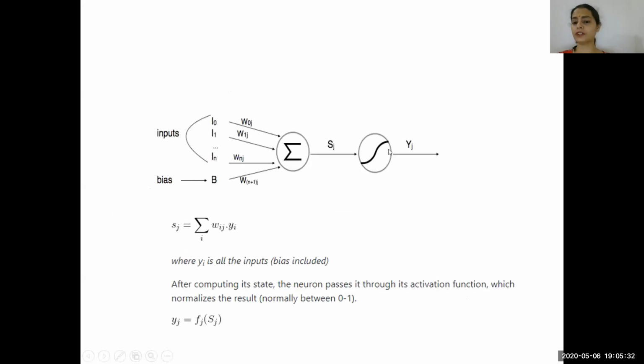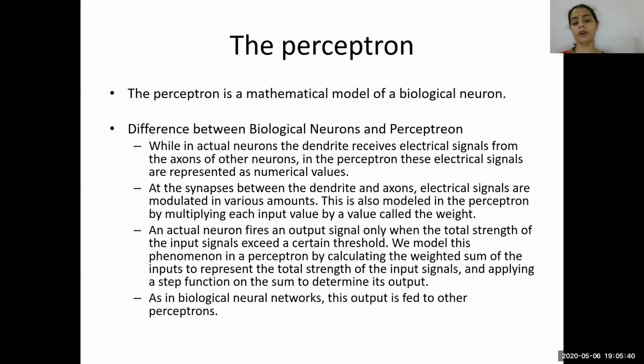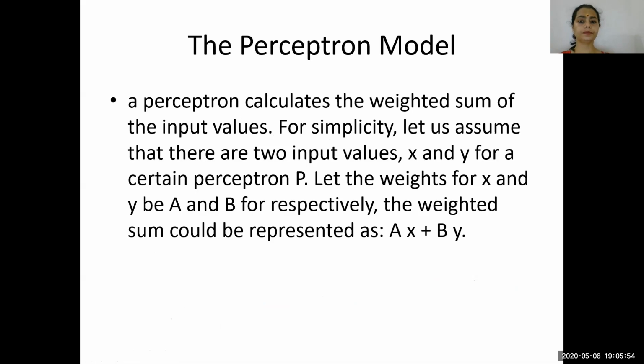This is what the step function will look like. It is almost working as the cutoff or the threshold to determine whether the output will be fired or not. And as in biological neural networks, this output is then fed into the other perceptrons in the model, thereby making a network out of it.